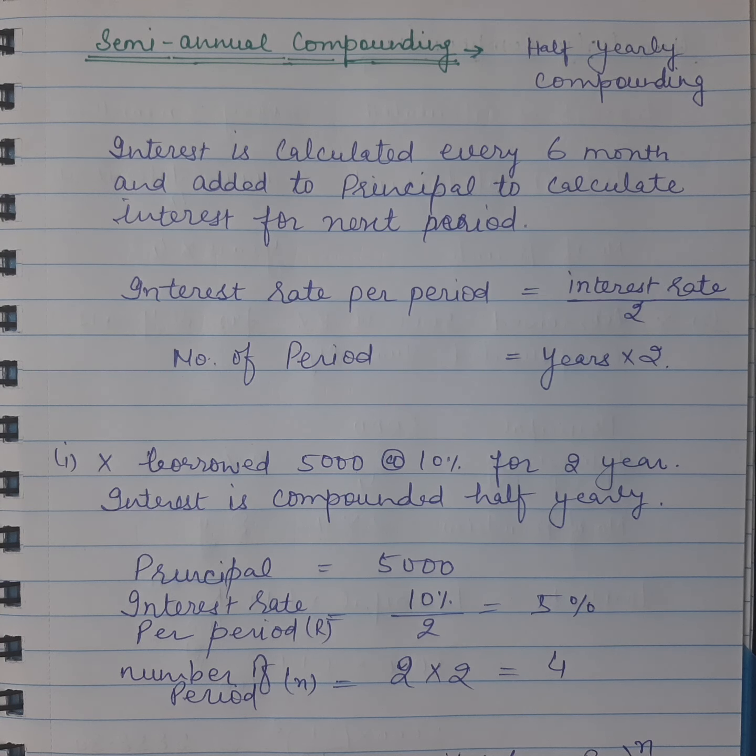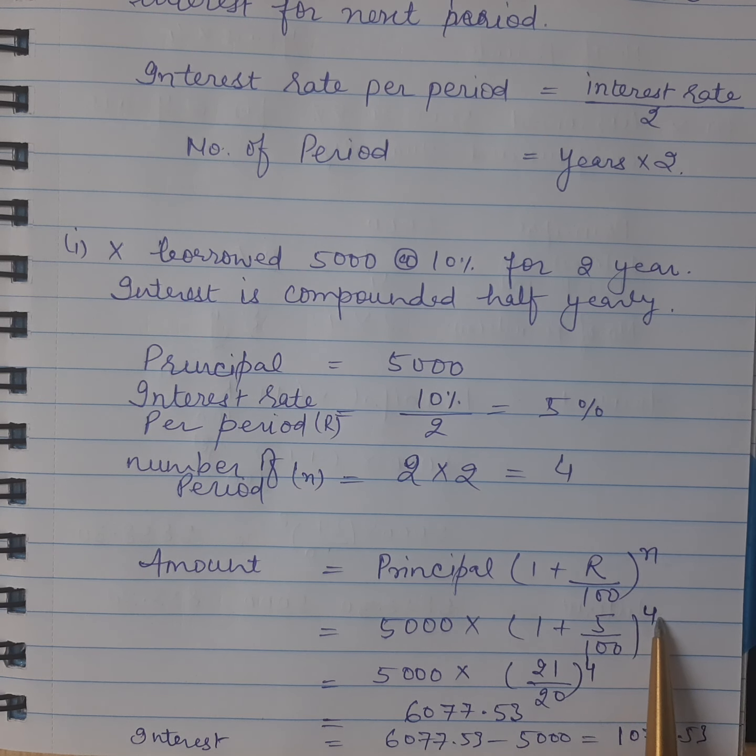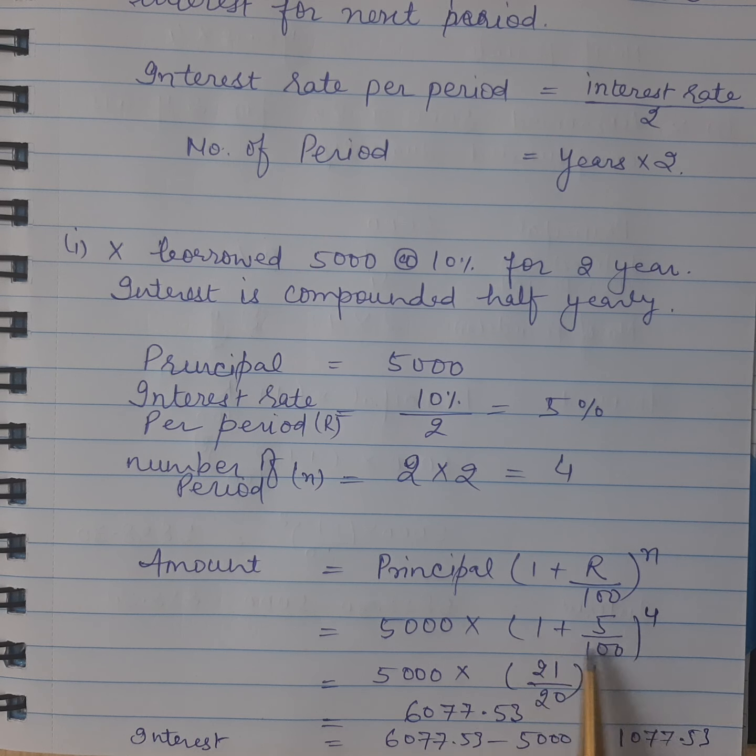And then we know the formula. Amount is equal to principal multiplied by 1 plus R divided by 100, raised to power N. So we know R is 5% and N is 4. Substituting the values of the variables, we get 5,000 multiplied by 1 plus 5 divided by 100, raised to power 4. We solve 1 plus 5 divided by 100 and it comes to 21 by 20 raised to power 4, and if we solve this expression we'll get 6077.53.